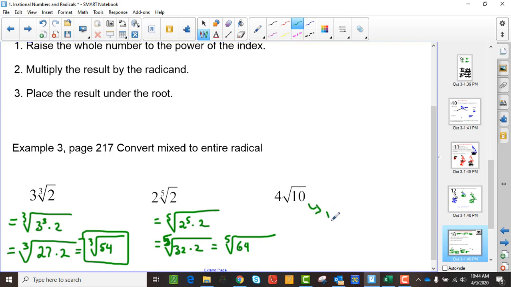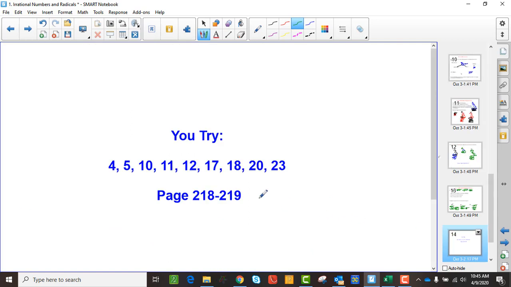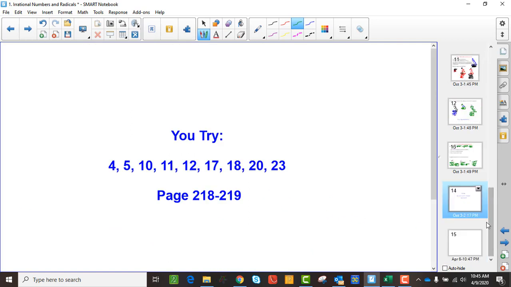And then 4 root 10, you write that as 4 squared times 10. Again, because the index is actually a 2 if it's not written, so that's where I'm getting that squared from. So that becomes the square root of 16 times 10. And that's the square root of 160. Okay, so that's how we go from mixed to entire. So I'm going to leave you to try the rest of those questions from your textbook. You should have access to on your own.